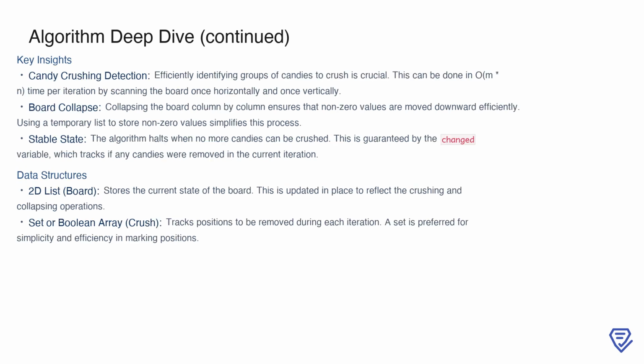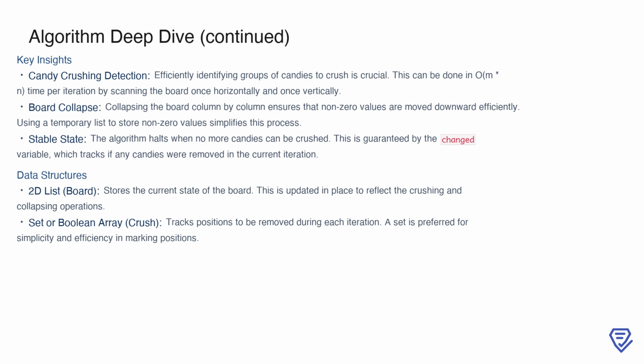This algorithm hinges on several key insights to ensure efficiency and correctness. First, detecting groups of candies to crush requires scanning the board both horizontally and vertically. By doing this in a single traversal, the time complexity for detection is optimized to O(m*n) per iteration, where m and n represent the dimensions of the board. Second, the collapse operation focuses on individual columns, efficiently moving non-zero values downward. Using a temporary list to handle this makes the implementation straightforward and avoids unnecessary complexity.